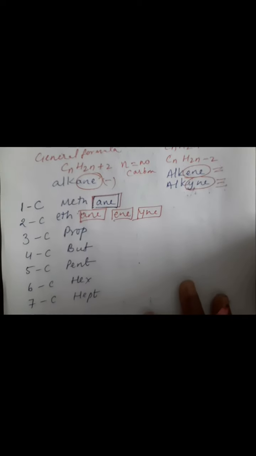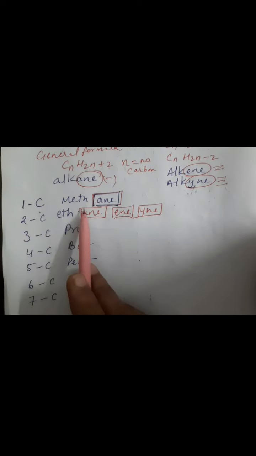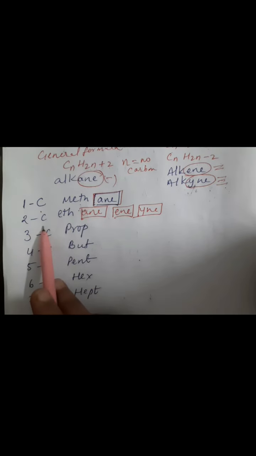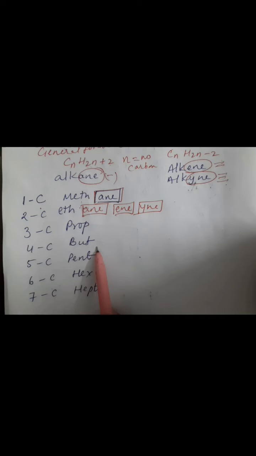Now here, depending on the number of carbon atoms, different prefixes are used. If one carbon is there, we call it a meth derivative. For 2, eth. For 3, prop. For 4, but. For 5, pent. For 6, hex. For 7, hept.